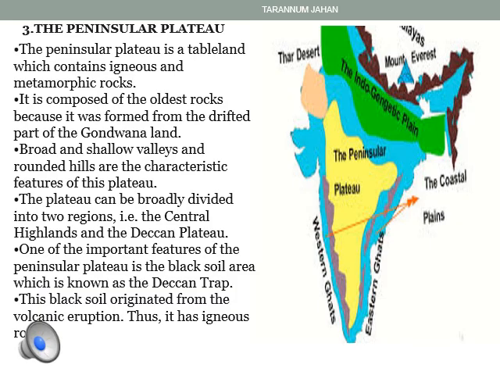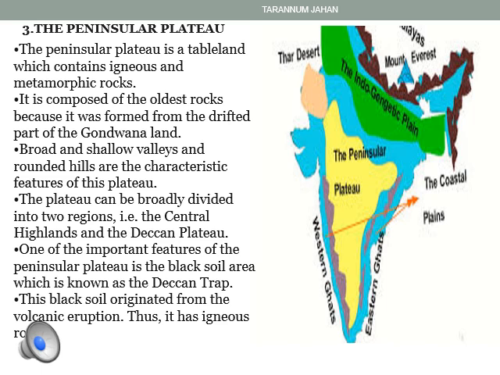So the next is Peninsular Plateau. What is Peninsular? An area of land which is almost covered with water around. Now the Peninsular Plateau. This was created when India was separated from Gondwana land. When you see the southern side of India, you will find Peninsular Plateau.